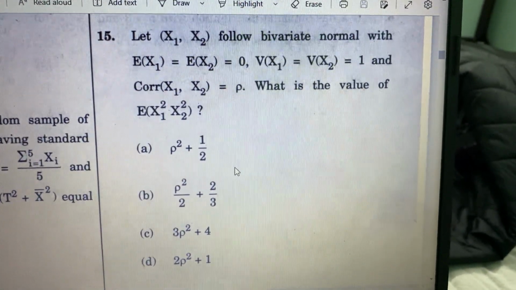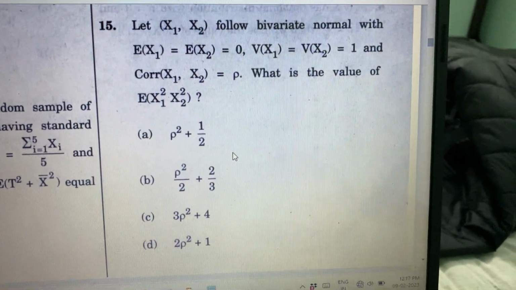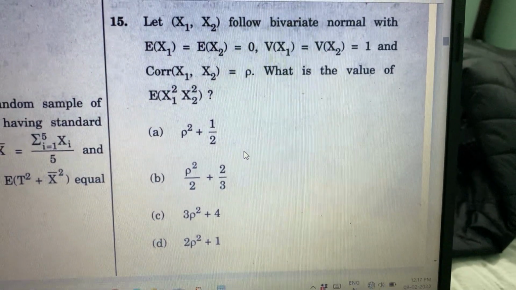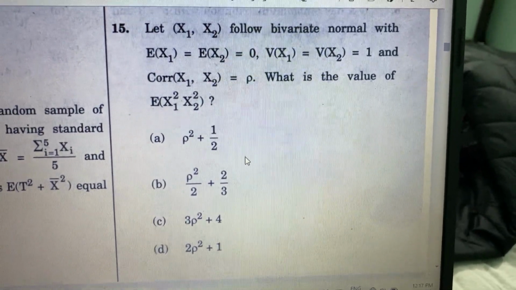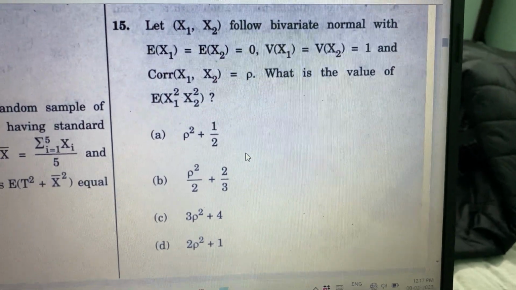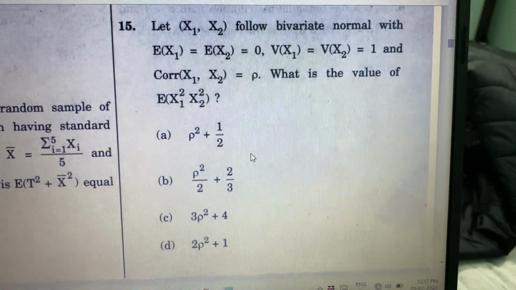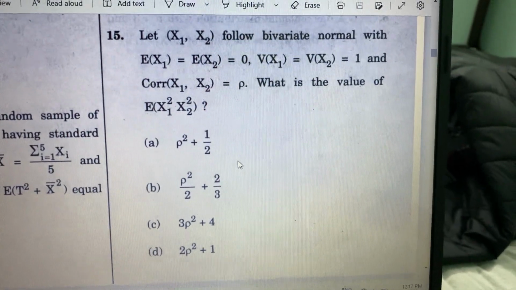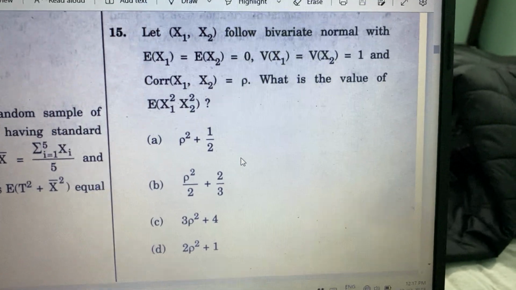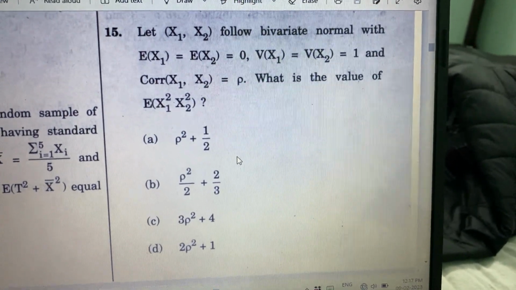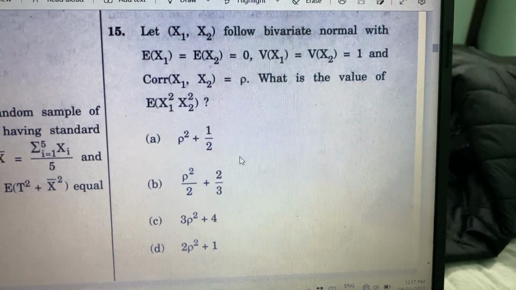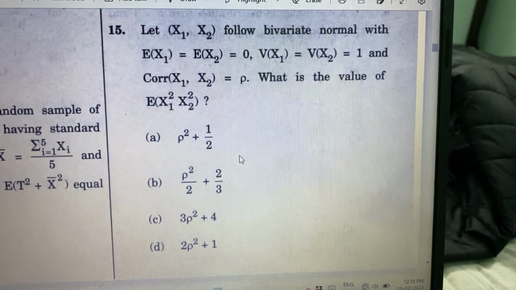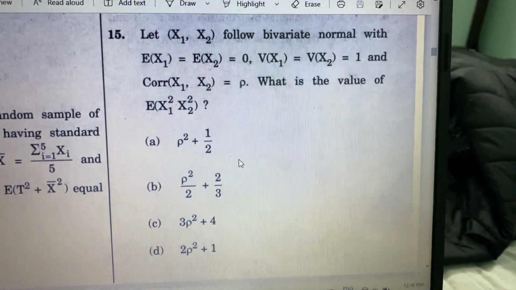The first way is to differentiate the moment generating function with respect to t1 two times and t2 two times, and then substitute t1 = t2 = 0, so we get the expectation of X1 square X2 square. But this is long, since we need to differentiate 4 times, and the moment generating function of the bivariate normal density is a complicated one. So we will do this question the second way, by comparing the coefficients of t1 to the power r and t2 to the power s divided by r factorial and s factorial.